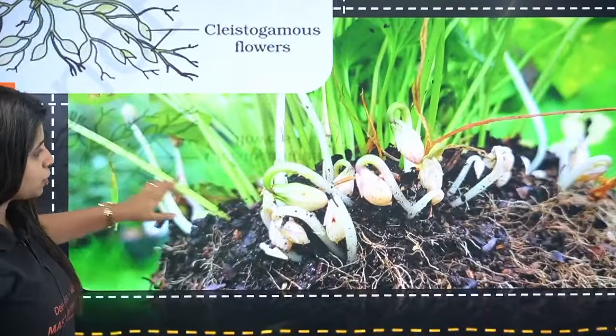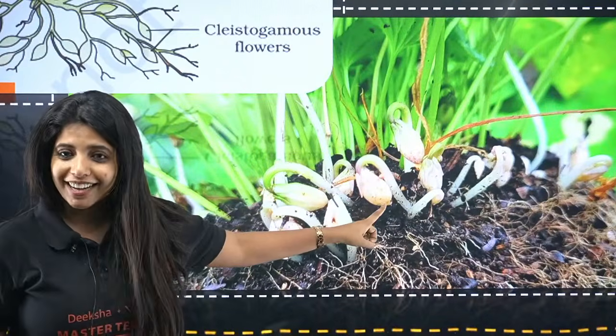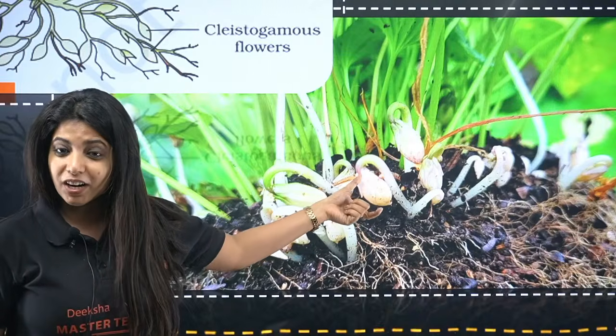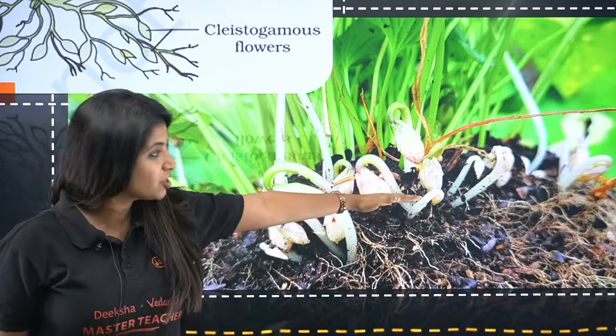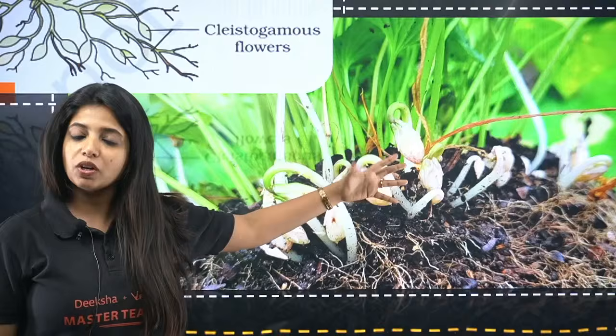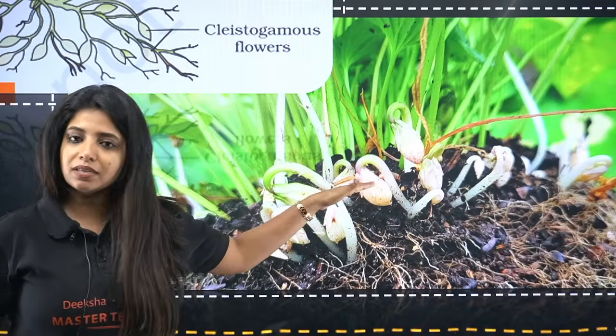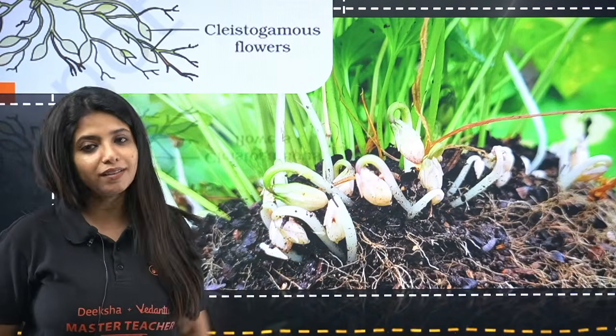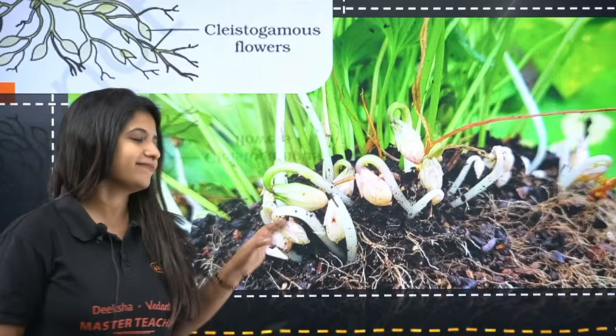Now, I will be showing a picture. These are clistogamous flowers, real clistogamous flowers. They are closed and basically just above the root. So always remember the closed ones, since they do not need any pollinators, they can be just here or within the soil as well.